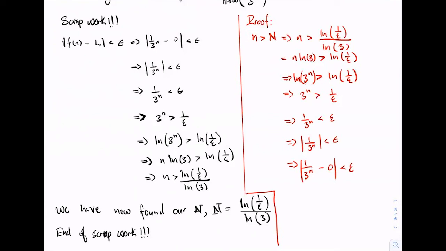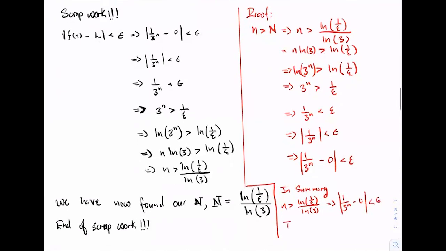So in summary, n greater than ln of the reciprocal of epsilon over ln of 3 implies that 1 over 3 power n minus 0 is less than epsilon. Thus, the limit as n approaches infinity of 1 over 3 power n is equal to 0.